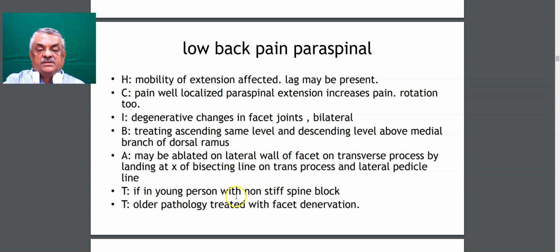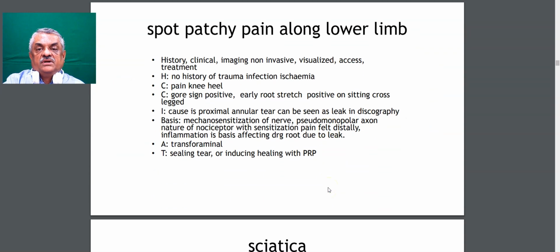In a young person with a non-stiff spine, we normally only manage with a block. In an elderly person with a stiff spine, we may think of ablation of the nerve. Then we come to the third manifestation of degenerative lumbar spine, which is spotty, patchy pain along the lower limb.